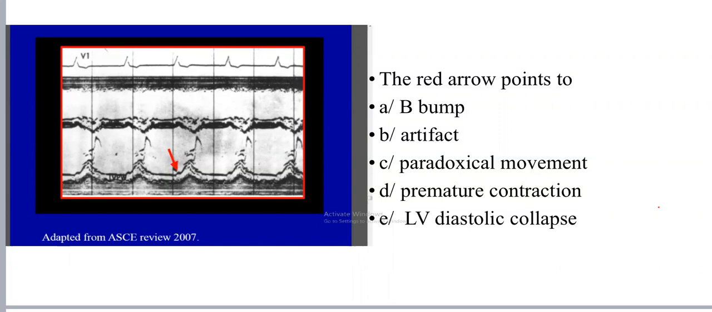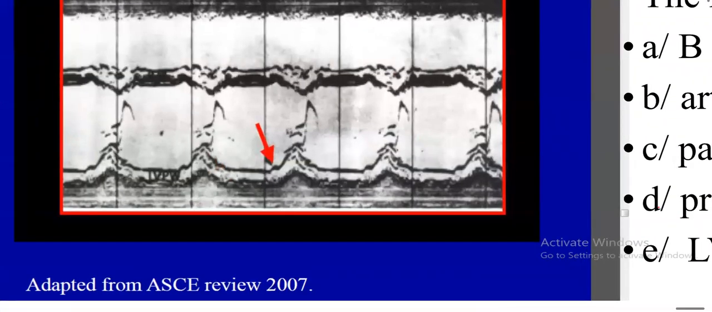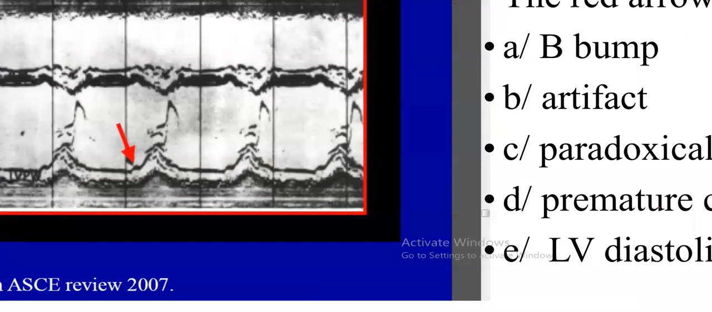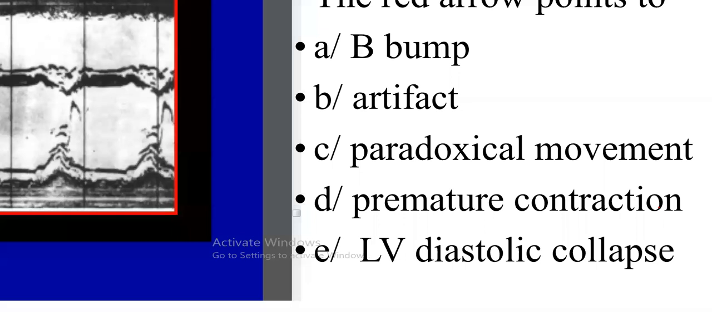I'm going to zoom in. So, what is this? That's the posterior wall, right? Yes. So the posterior wall, and I have something in that posterior wall. What is this? What are the options? Options are: B bump, artifact, paradoxical movement, premature contraction, LV diastolic collapse.